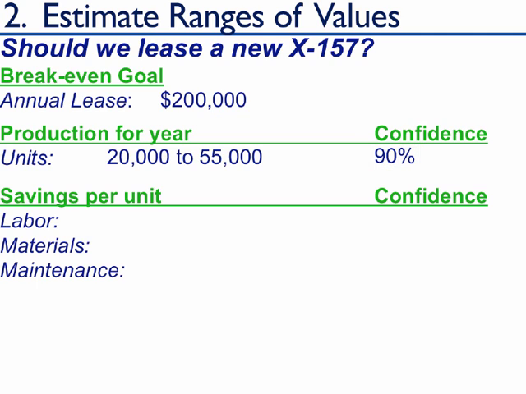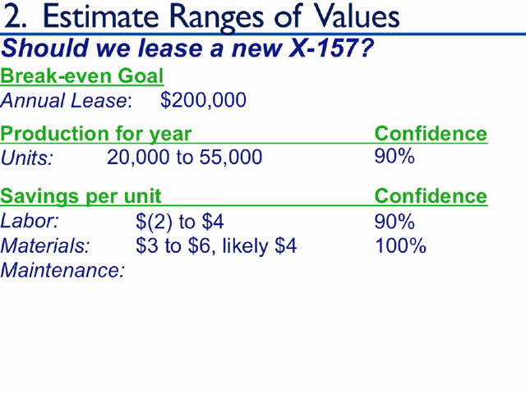Similarly, for all the other variables, the new machine should be easier to use, but it is newer and bigger and could actually take more labor. So we estimate a savings of minus $2 to plus $4. The new machine is more efficient, so we expect between $3 and $6 material savings per unit.